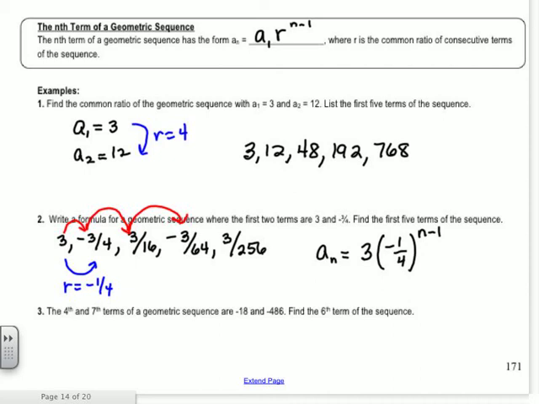Okay, the 4th and 7th terms of a geometric sequence are negative 18 and negative 486. So this goes back to the "don't be a slave to the formulas" idea, like the last chapter, right? Don't just memorize this formula right up here that I'm putting a red star next to, because sometimes you're not given the first term. You're given the 4th and the 7th. So you've got to figure out how to relate them.